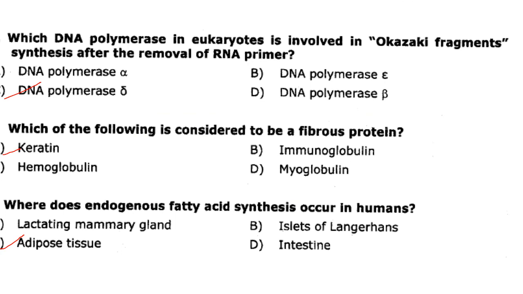Then next one. Which DNA polymerase in eukaryotes is involved in Okazaki fragment synthesis after removal of the RNA primer? So in eukaryotes, it is DNA polymerase delta that is involved. Which of the following is considered to be a fibrous protein? So it is keratin that is considered to be a fibrous protein. Where does endogenous fatty acid synthesis occur in humans? It occurs in the adipose tissue. Answer is option C.